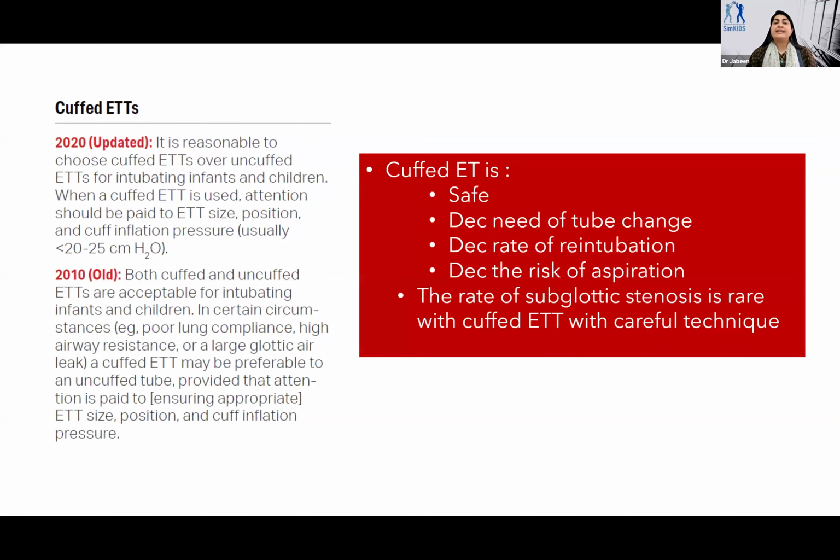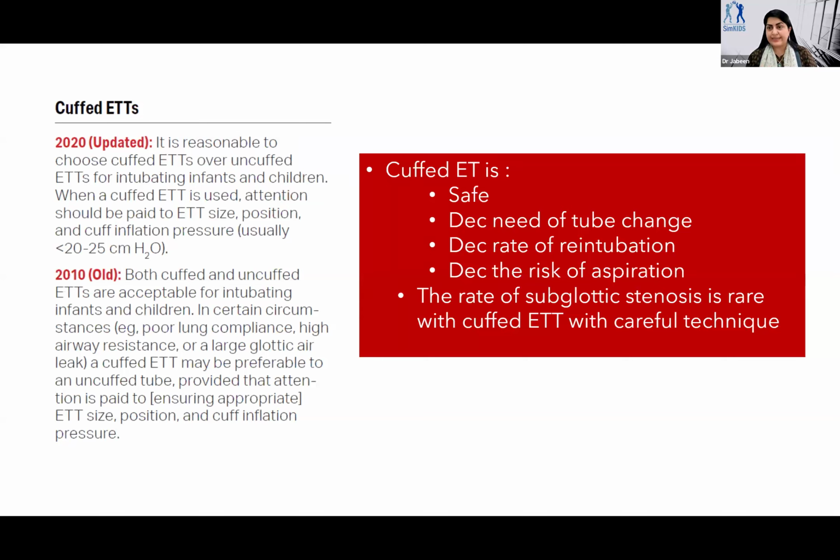they are saying that cuffed ET tube is safe, it decreases the need for tube change, it decreases the rate of reintubation, it decreases the risk of aspiration, and the rate of subglottic stenosis is rare when a cuffed ET tube with careful technique is used.